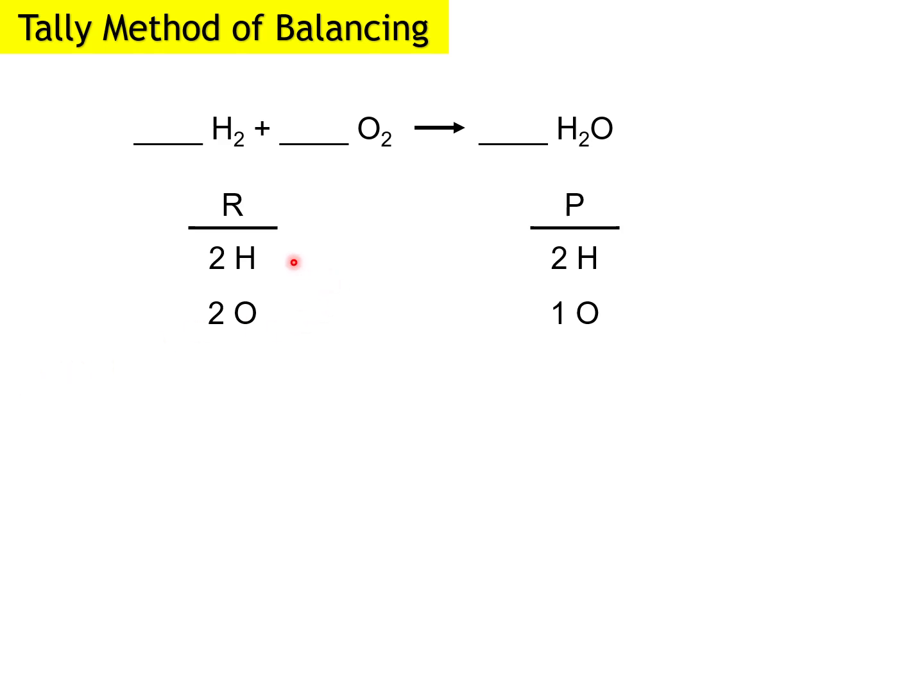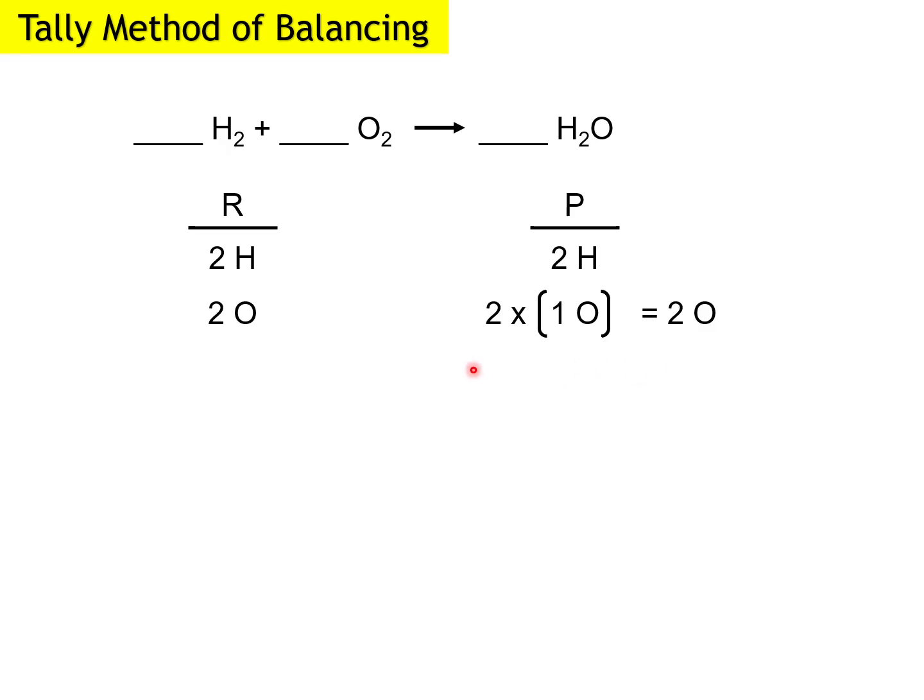So with this first part, we have 2 hydrogens, 2 hydrogens. Hydrogen's fine. Next part, we have 2 oxygens and 1 oxygen. So we have to fix this 1 oxygen on the product side so that it will be the same as it was on the reactant side. So we're going to multiply, and you always have to multiply. We're not adding, not subtracting, not doing any other funny math with this. So we say, all right, 2 times 1 oxygen will give us 2 oxygens.